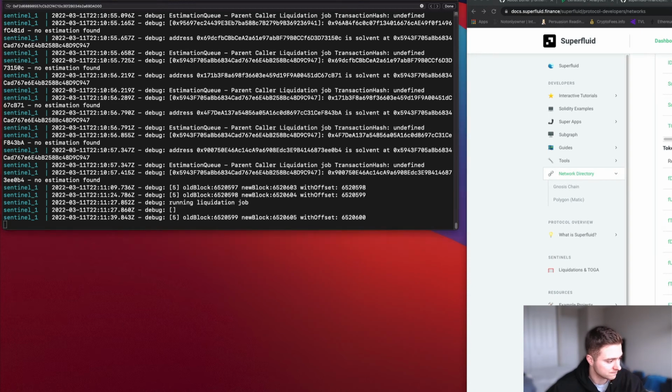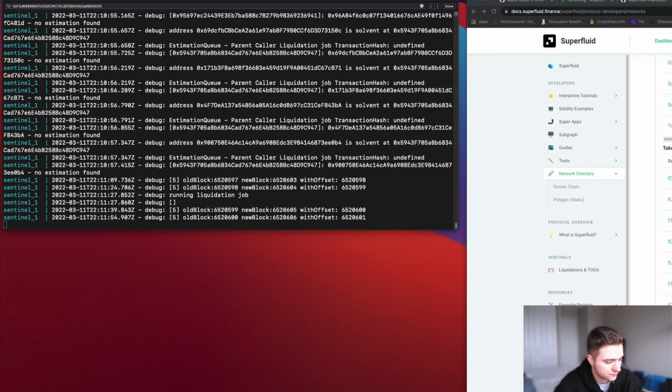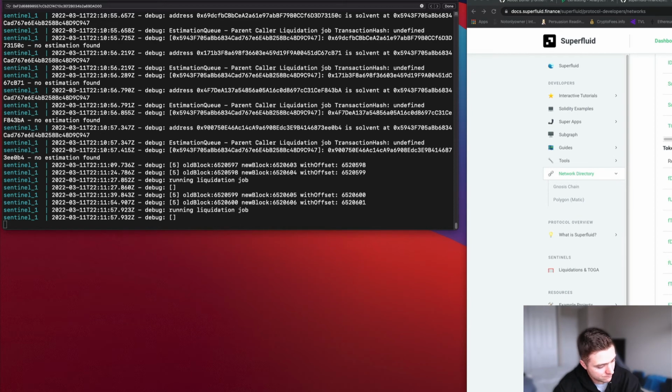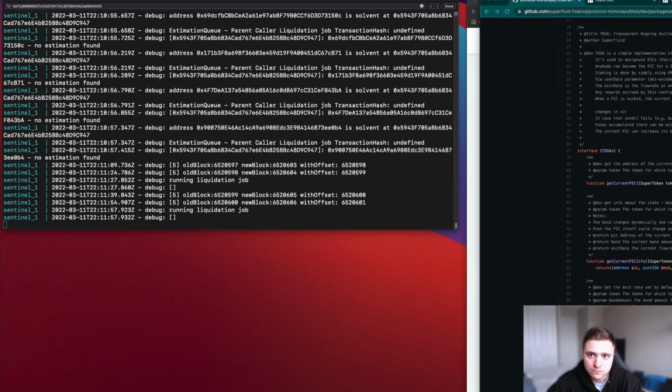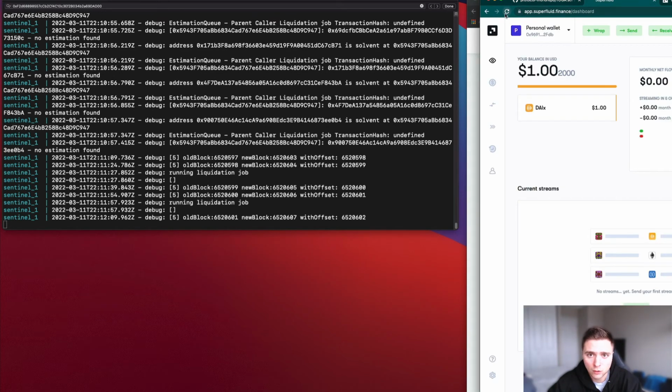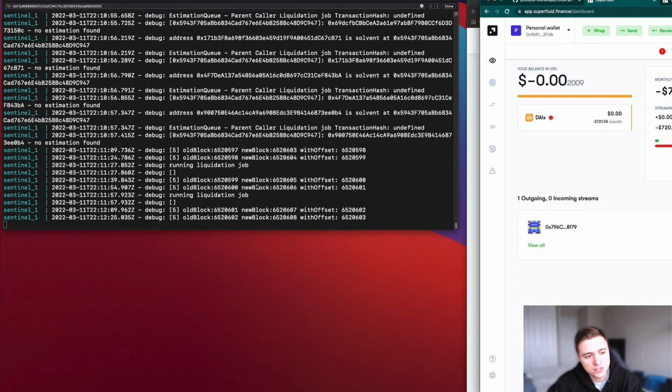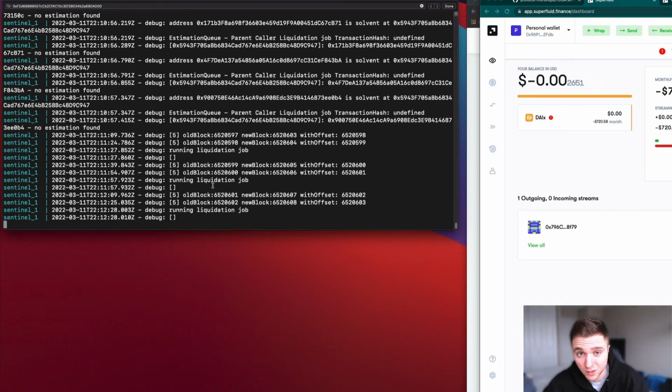So let me run my script over here that's going to open up a stream. Okay, it's running. And I'll open up our dashboard with our account. I'll refresh. So pretty soon, because the Sentinel is running a few blocks behind, we will see information about a liquidated account inside of our logs, inside the Sentinel.